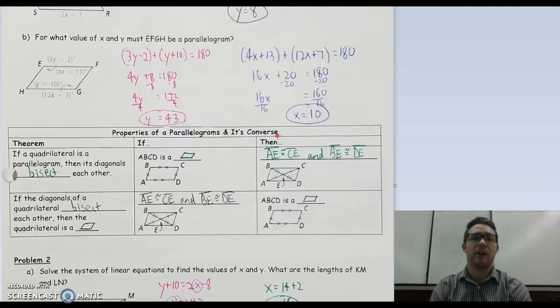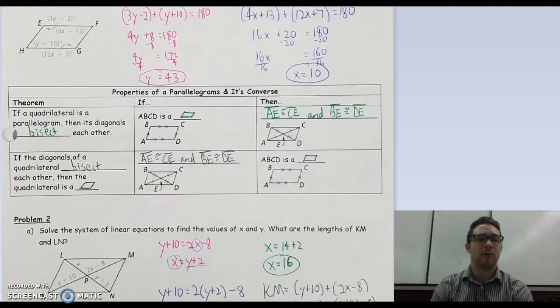Since it's a converse, again, that just means that I could reverse that rule. So if I see that the diagonals are bisected, if AE and CE are congruent, and also if BE and DE are congruent, that's enough proof to show that I have a parallelogram. So let's try and use that with some algebra as well.